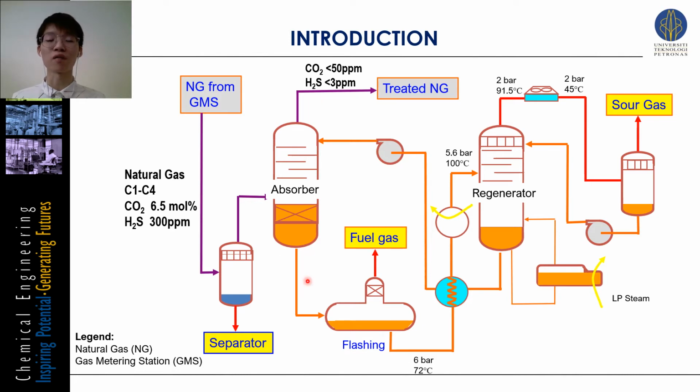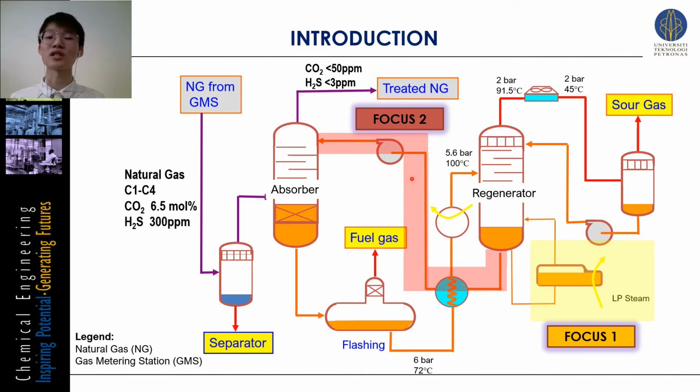From the bottom of the absorber, the rich amine is going to flow into this regenerator. Inside this regenerator, the solvent is going to be regenerated, and it is known as the lean solvent, which is going to recycle back to this absorber. Whereas the CO2 and also the H2S, which are stripped from this solvent, are going to travel to the incinerator as a sour gas. For this project, there are two main focuses. Focus one is the reboiler duty, which will look into the steam consumption, and focus two is the lean solvent circulation flow.